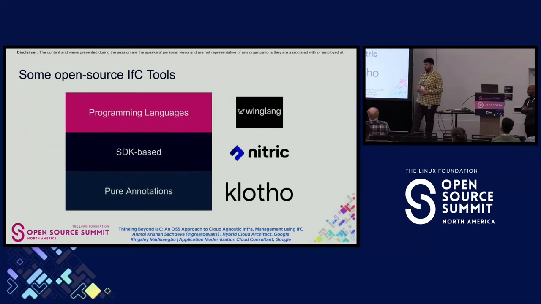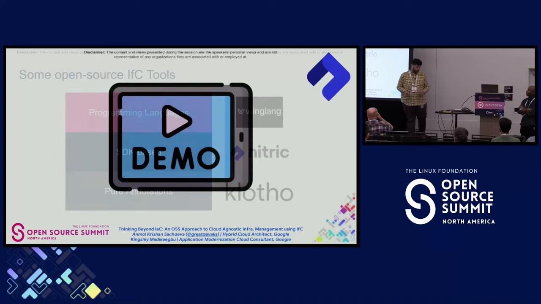We are going to see a couple of examples here for Nitric, which is an SDK-based approach. There are some other open source projects as well, like Klotho, which follows a pure annotation-based approach. There is another called Winglang, as I mentioned. It's another open source programming language. There are some other proprietary ones as well, like Shuttle and Encore, Amplify; you can check them out on the internet.